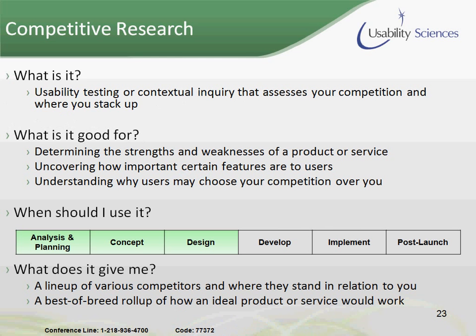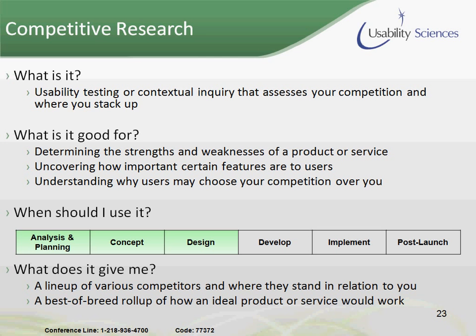What is this? Well, this could be a usability test. This could be contextual inquiry. This really could be a diary study. It could be a focus group. But it basically is going to assess your competition and then where you stack up. What is this good for? It's great for determining the strengths and weaknesses of a product or service. And it's great for uncovering how important certain features are to users.